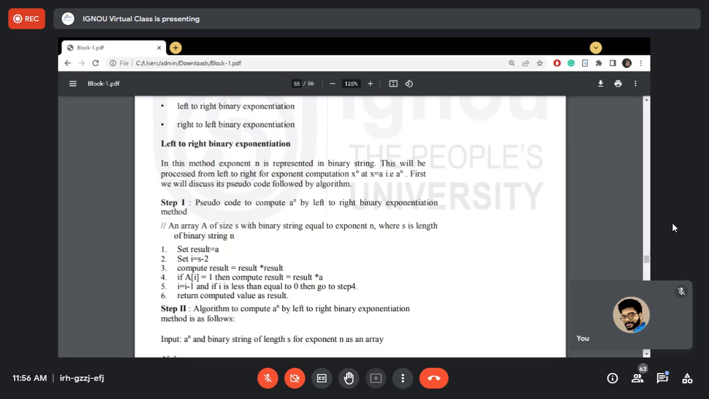So here we will proceed left to right for exponent computation. This is binary exponentiation. For this, we need a binary number. So 1, 2, 3, 4 is a binary number. Can we write this?